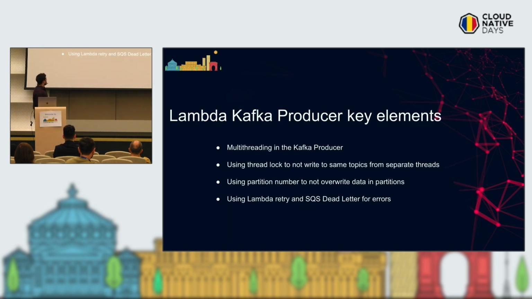Some key elements, like I presented in the last slides: the multi-threading in the Kafka producer, which is also present in the consumer, using some kind of thread lock to not write in the same topics from separate threads, and using some partition number to not write data in the same partitions. This is basically to use all the capacity, and every kind of logic for achieving that parallelization of notifications. Using the Lambda retry and SQS dead letter for critical errors or just latency and networking problems.